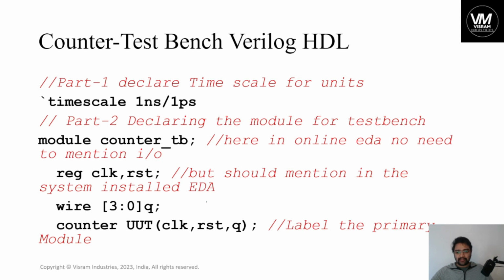But today we are introducing ourselves again to the Verilog HDL and test bench Verilog HDL for the counter module. So in part 1, in the test bench as well, we have to declare the timescale. Declared, done. In part 2, declaring the module for the test bench. What module are we designing? We are making a bigger circuit around the primary circuit. The primary circuit is the counter. What is the test bench circuit we are creating? counter_TB. This counter_TB will check the functionality of the counter that we are looking for.